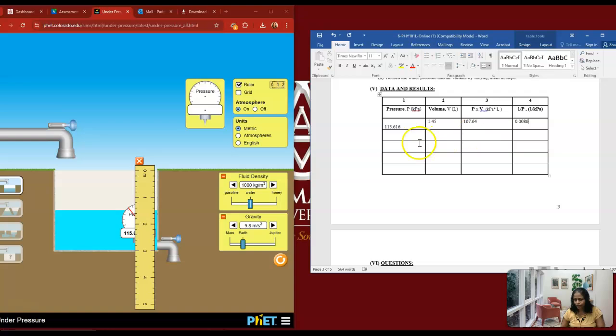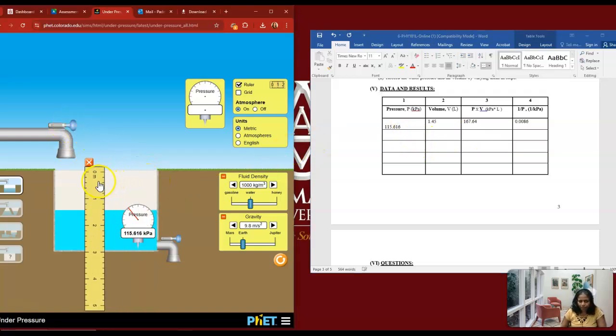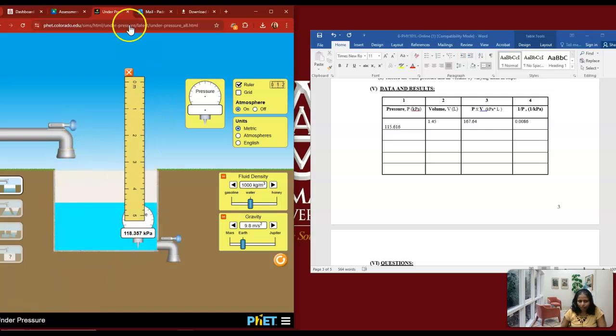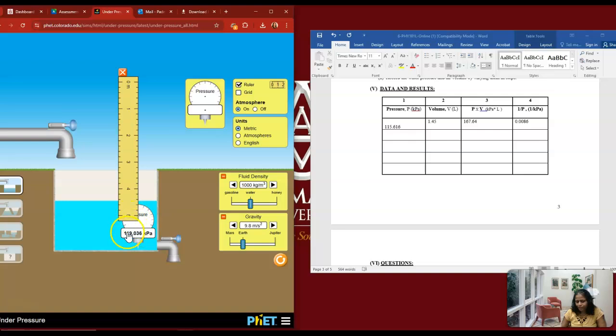That gave me a value of 0.0086. Okay, and now I'm going to increase the pressure in here. So I'm just going to use the same ruler right here. I just moved it, and I just turned the water on. So now the pressure in this, I'm just going to make it a little bit more because it was covering the thing. So now you see that the pressure in this water is increased.